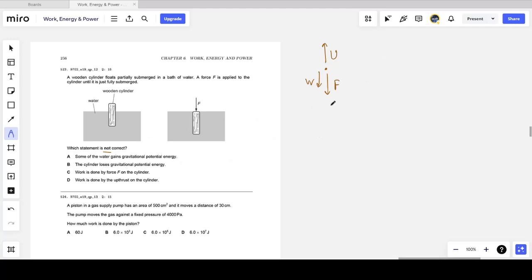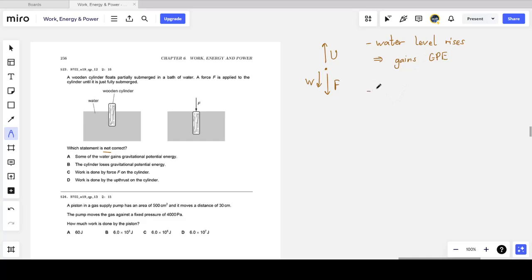Some of the water gains gravitational potential energy. Well, what happens when we submerge an object underwater? The water level changes. The object will displace its volume in water. That amount of water will be displaced when the object is submerged. So that means that the water level rises slightly. If the water level rises, then some of the water will gain gravitational potential energy. So the first statement is true.